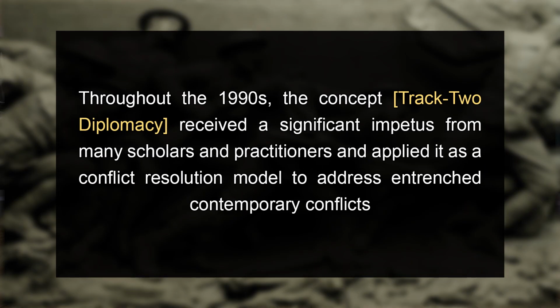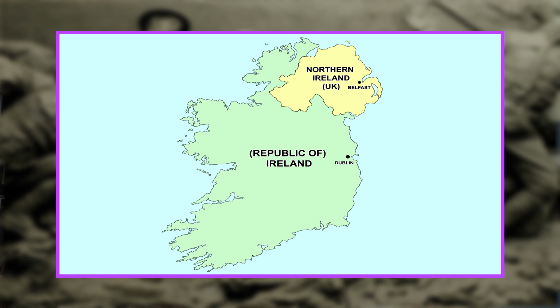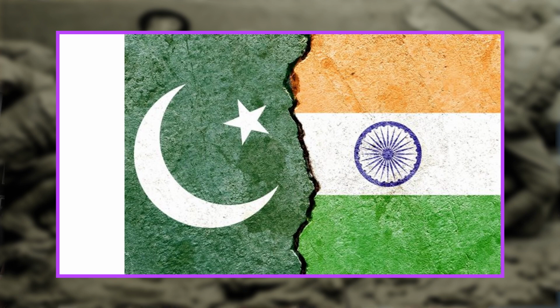The structural and conceptual framework of Track 2 diplomacy expanded and explored to encompass some new developments in the post-Cold War era. Throughout the 1990s, the concept received a significant impetus from many scholars and practitioners, who applied it as a conflict resolution model to address entrenched contemporary conflicts such as the Israel-Palestine problem, the Northern Ireland issue, the crisis between India and Pakistan, etc. This was all about Track 2 diplomacy as a conflict resolution model provided by Joseph Montville.